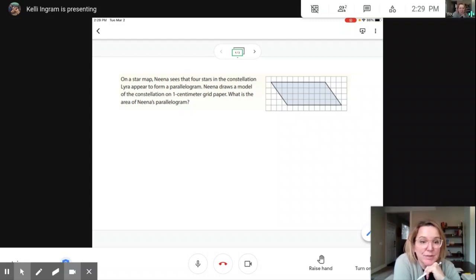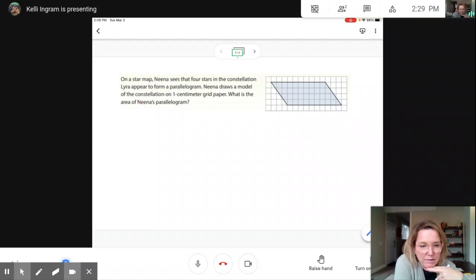All right, friends. So here's the deal. We are looking at area of a parallelogram. So I gave you a couple slides to remember how do you find area? Base times height or length times width, whatever you want to call it. And then what is a parallelogram, right? A parallelogram has two sets of parallel sides.